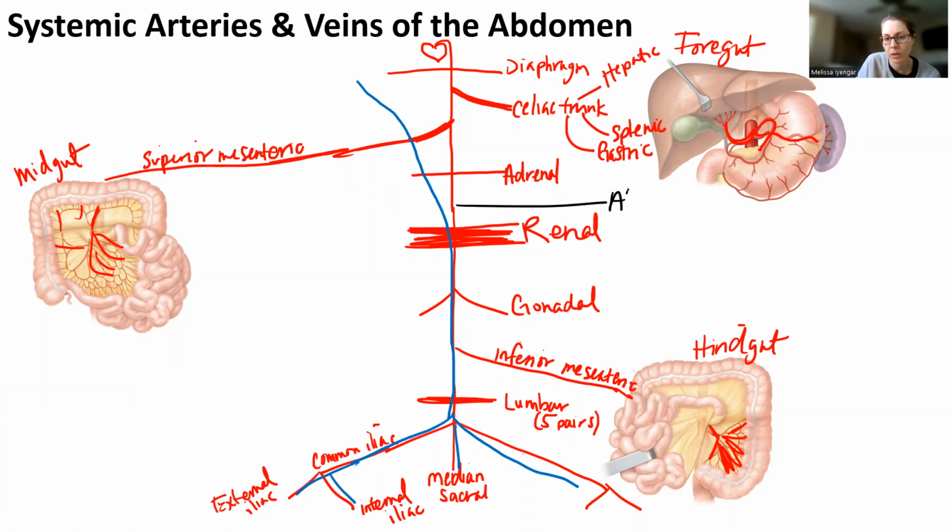This is abdominal aorta. See how I have different colors, so I know that's what I'm pointing to. Okay. You want to understand and remember that blood is flowing in this direction, coming from the abdominal aorta, and then all these branches supply from the abdominal aorta. This is inferior vena cava.